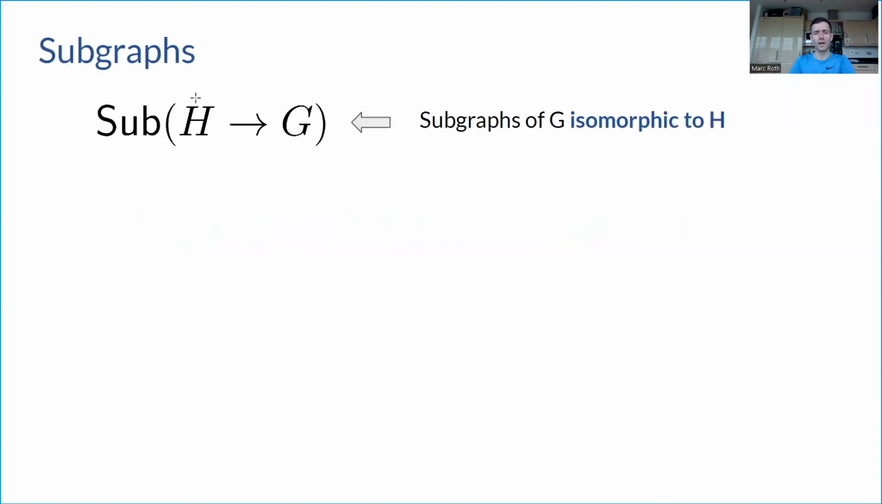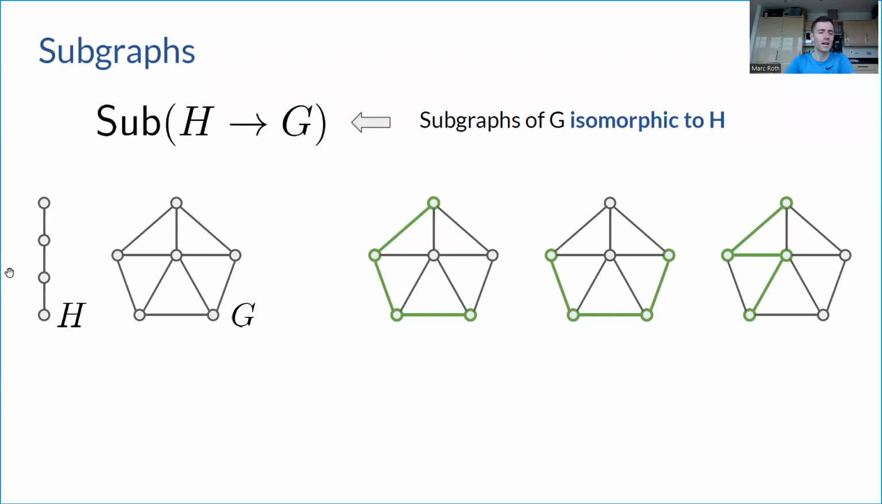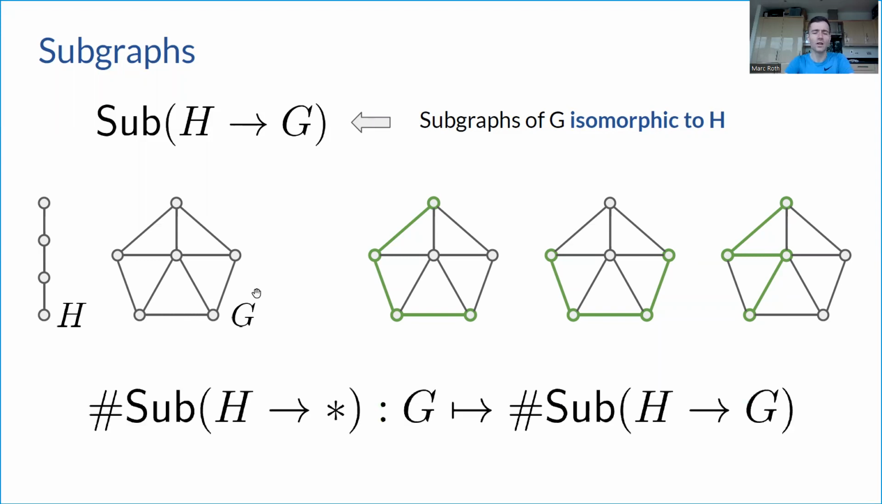So for subgraphs, given graphs H and G, I will write sub from H to G as the set that contains all subgraphs of G that are isomorphic to H. I might also call the elements of this set the copies of H in G. For example, if this is H and if this is G, then those three would be examples of copies of H in G. And essentially, we are interested in the complexity of evaluating this function here.